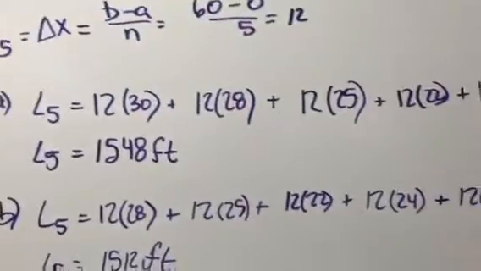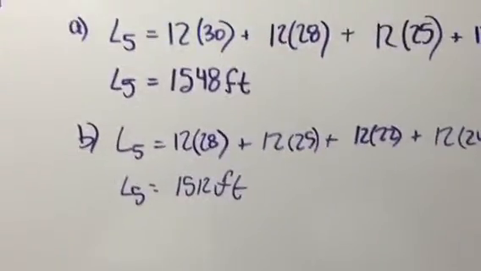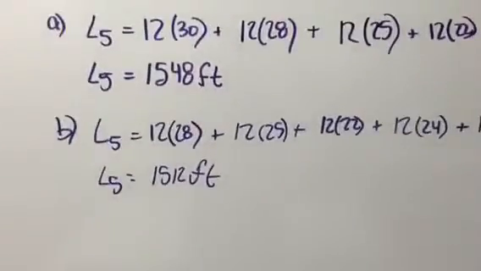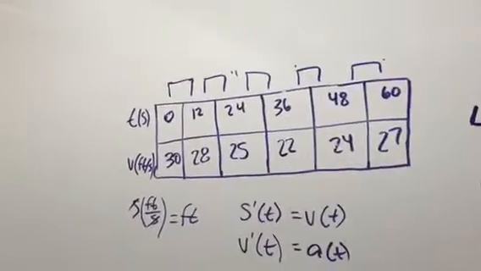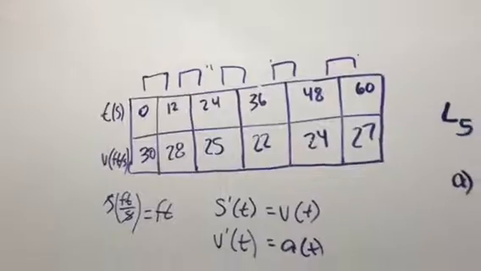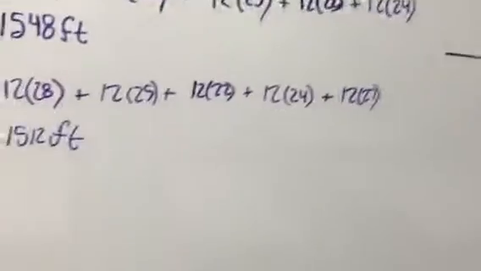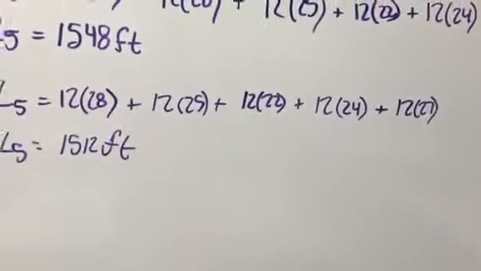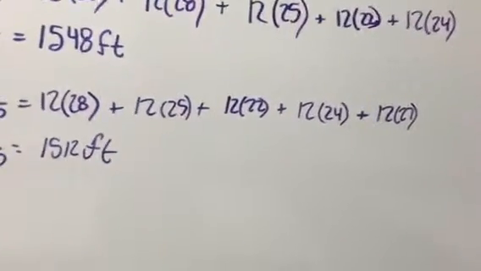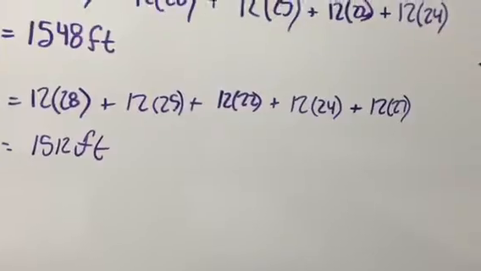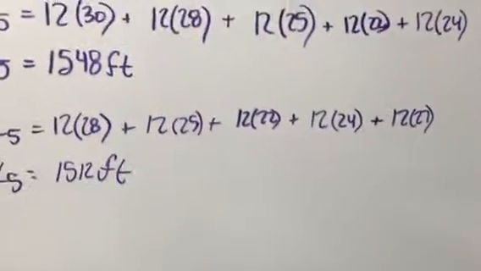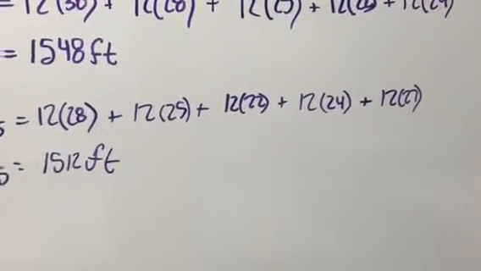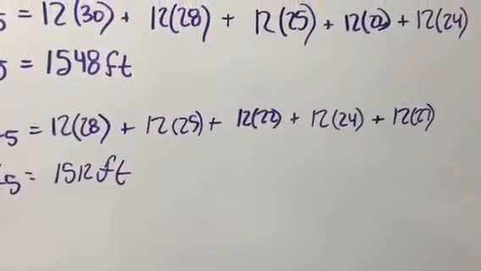For the right hand sum, I have that written incorrectly, but it's the right hand sum. You're going to use the right-most points on the table: 27, 24, 22, 25, and 28. So here you have 12 times 28 plus 12 times 25 plus 12 times 22, 24, and 27. You could also do 12 times that entire parentheses added.